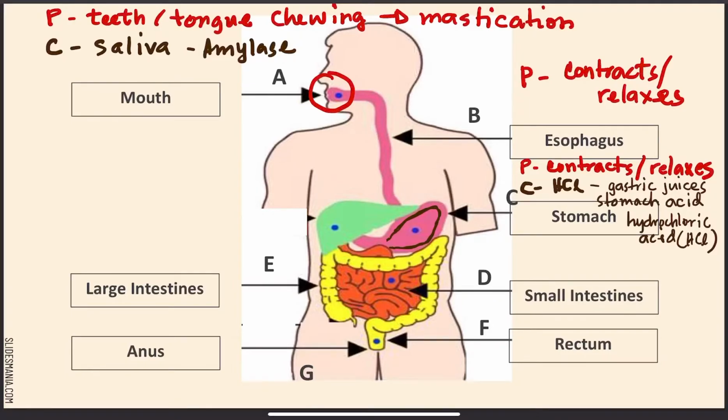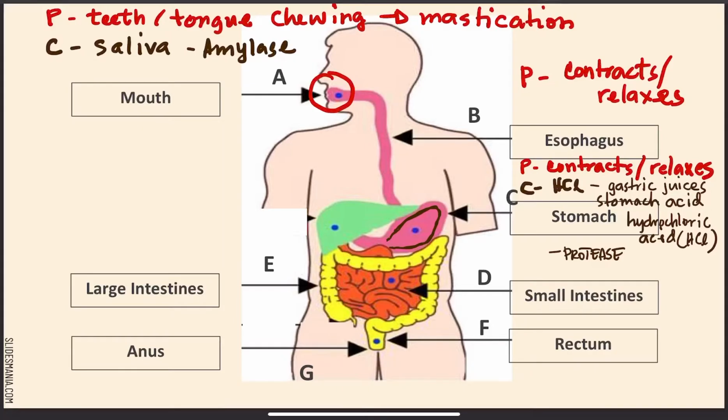Now, there is another enzyme that's released in the stomach: protease. So aside from hydrochloric acid, another enzyme released in the stomach is protease, which breaks down proteins. Okay, so now after the stomach, the food goes into the small intestines.